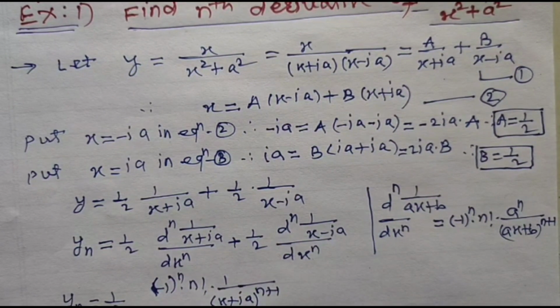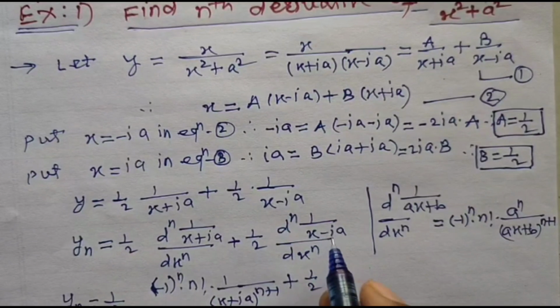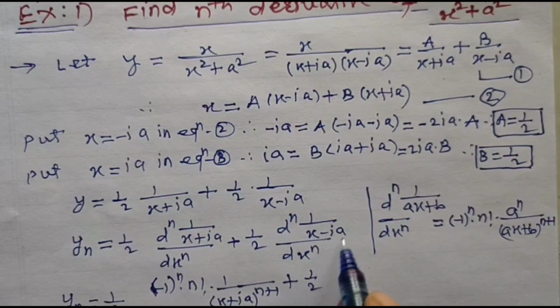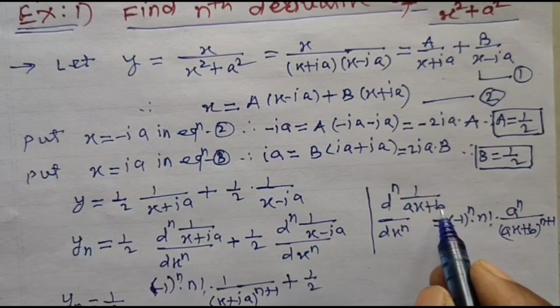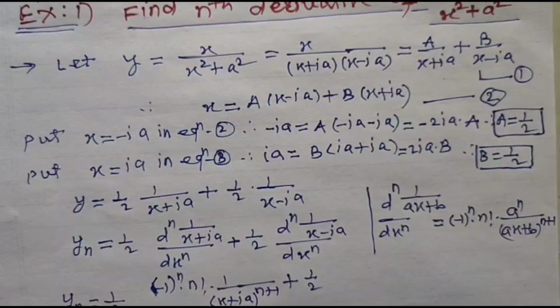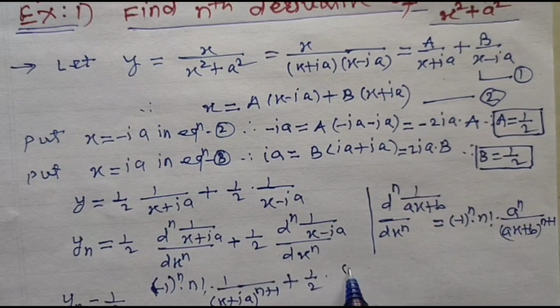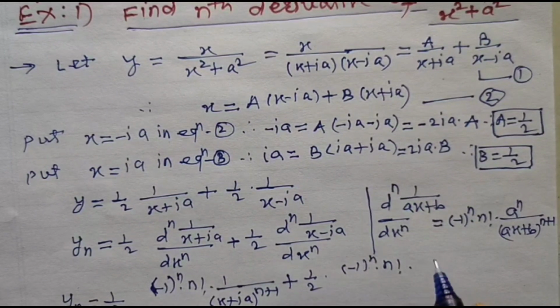This is the nth derivative of this term, plus 1 upon 2 times the nth derivative of this term. The coefficient of x is 1, that is a, and the constant term is minus ia. So again the nth derivative of this is minus 1 to the power n into n factorial into a to the power n. A is what? 1.